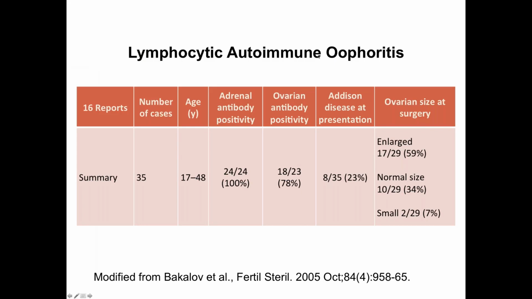So some summary information about autoimmune oophoritis from reports in the literature that Bakalov pulled together: about 35 cases between the ages of 17 and 48. All of them had adrenal antibodies positive. A lot of them had ovarian antibodies positive, but not all of them. As we said before, the specificity of these is poor, so these are pretty worthless. 8 out of the 35 had Addison's disease at presentation, so a minority had it at that time. And the ovarian size on ultrasound can vary. They can be small, normal size, or even enlarged and multicystic. Actually, most of them are enlarged and multicystic, 59% in this series that Bakalov pulled together.